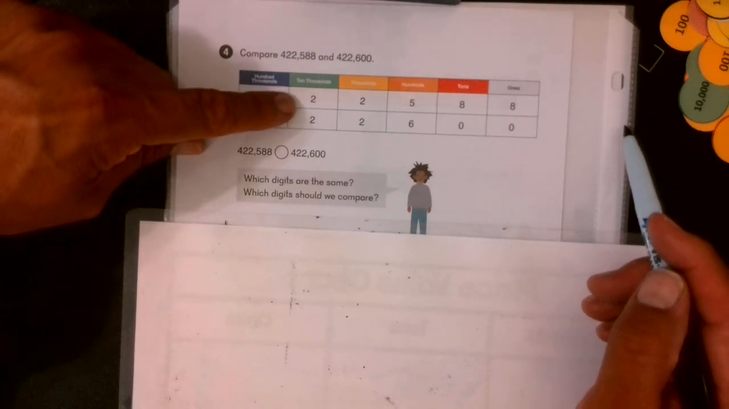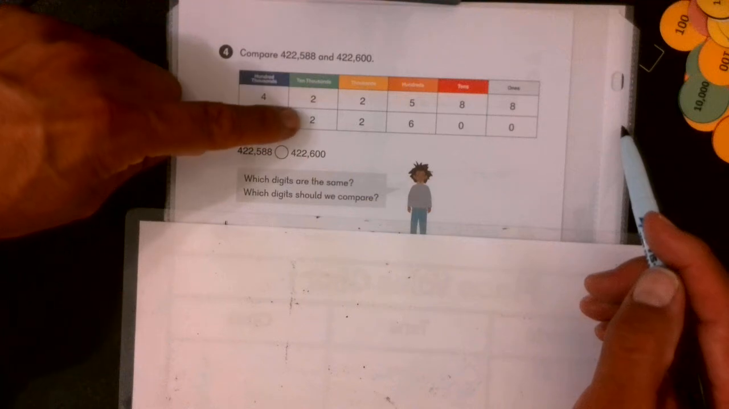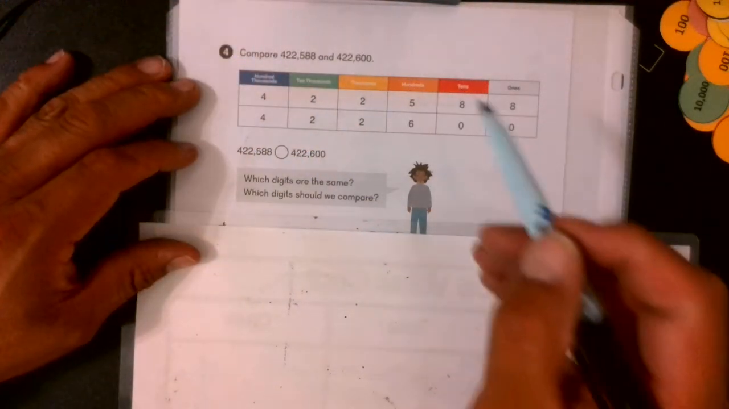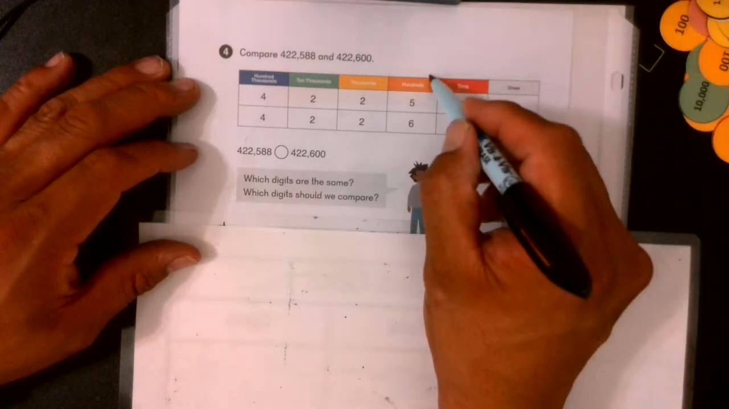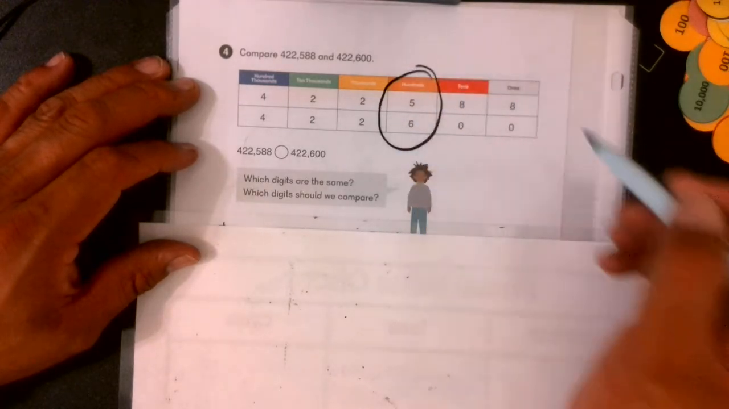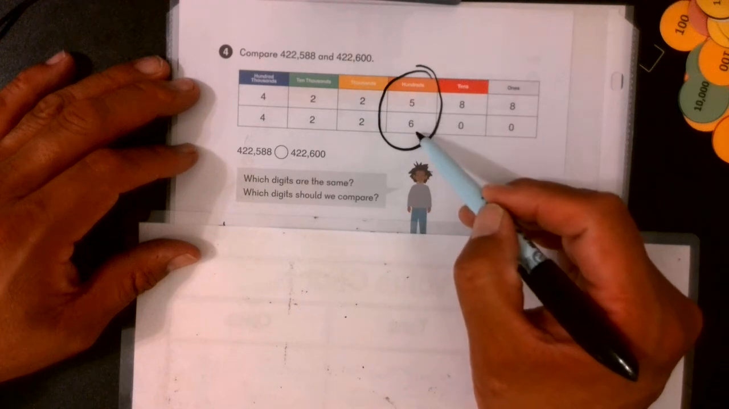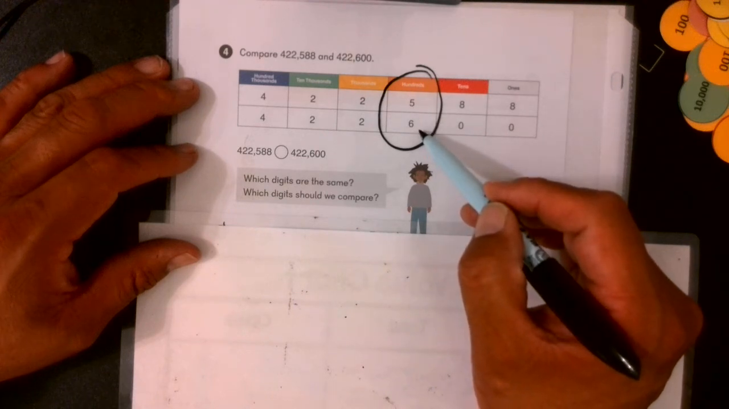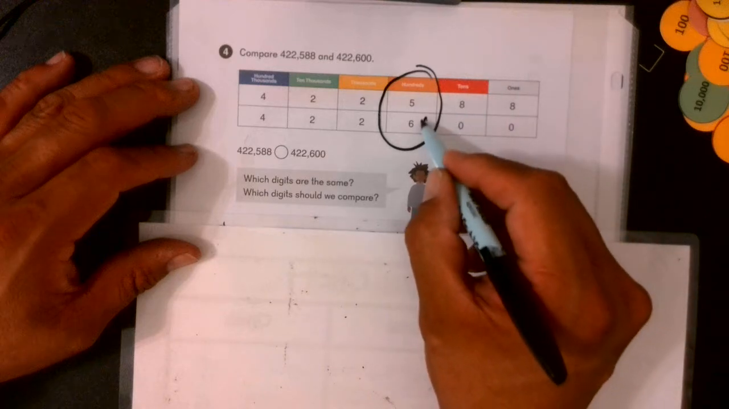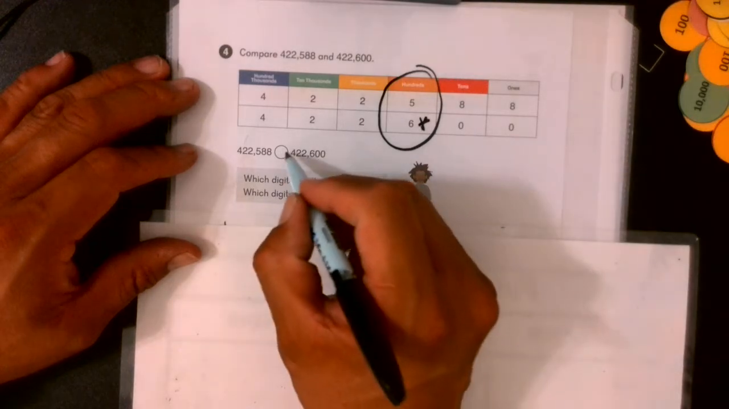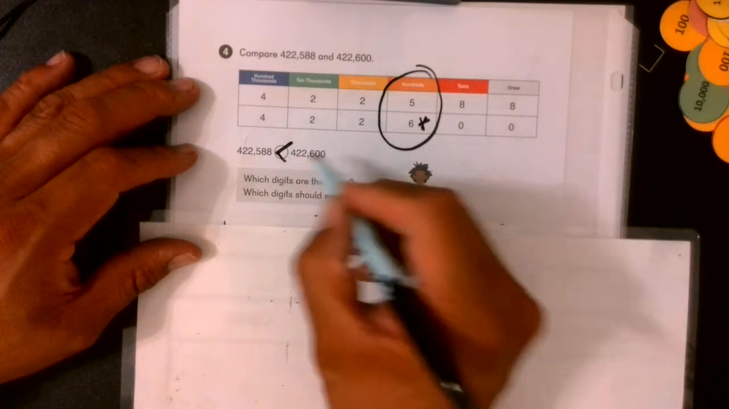The 10,000s, they're the same. We got 2 of them, 2 each. And in the thousands, they're the same. And now we got to come all the way to the hundreds, where there's a difference. This one is 500, and we got 600 on this side. Which one's bigger? It's going to be that number. So alligator eats the bigger number, which is the second number.